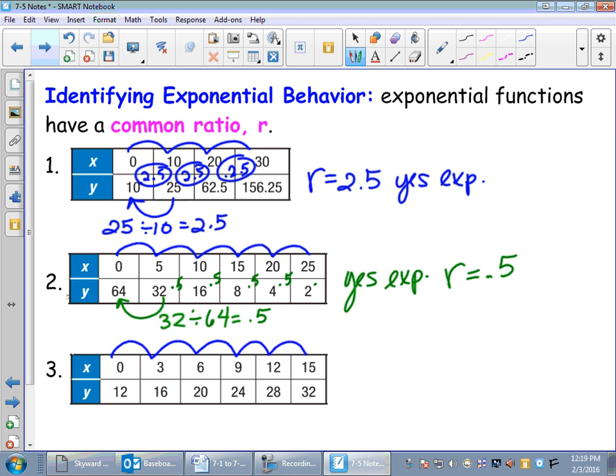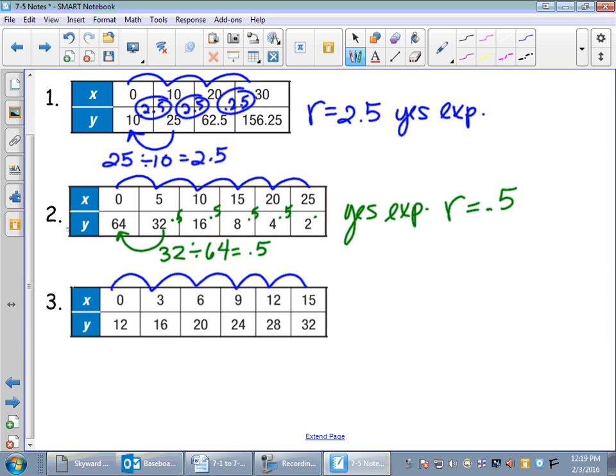In example number 3, to figure out what our R value might be, we take one term and divide it by the previous. 16 divided by 12. When you take 16 and divide it by 12, I get 1.33 repeating. So keep that on your calculator and times it by 16, and I do not get 20. When I take 1.3 repeating and times it by 16, I get 21.3 repeating. Does not work, not exponential.